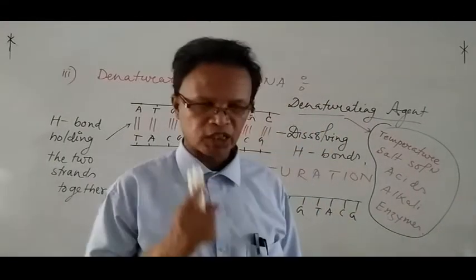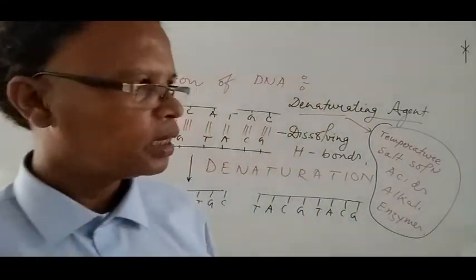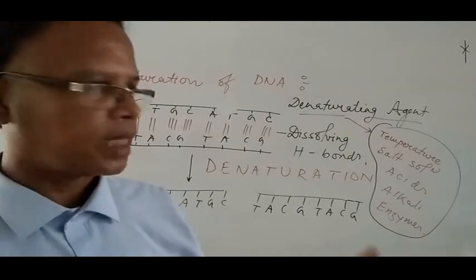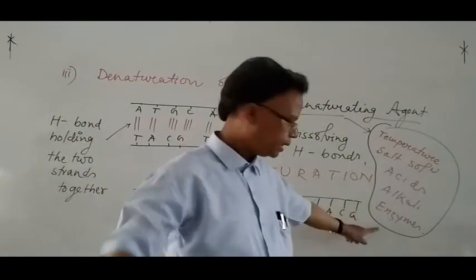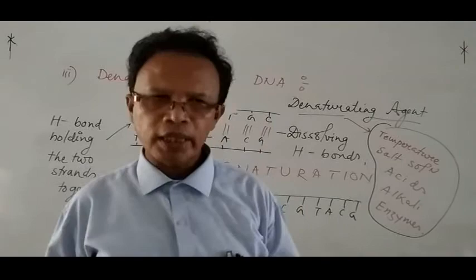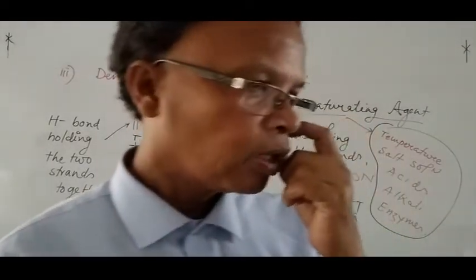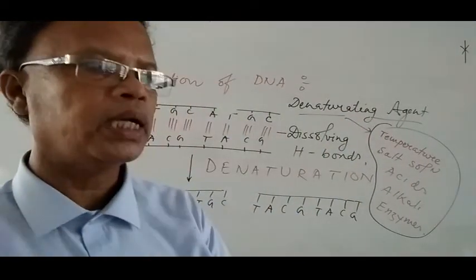Example of enzyme responsible for denaturation is the helicase enzyme. Helicase is an enzyme. Helicase is one example. Topoisomerase is another example. Single stranded binding protein, we will find their names later on.